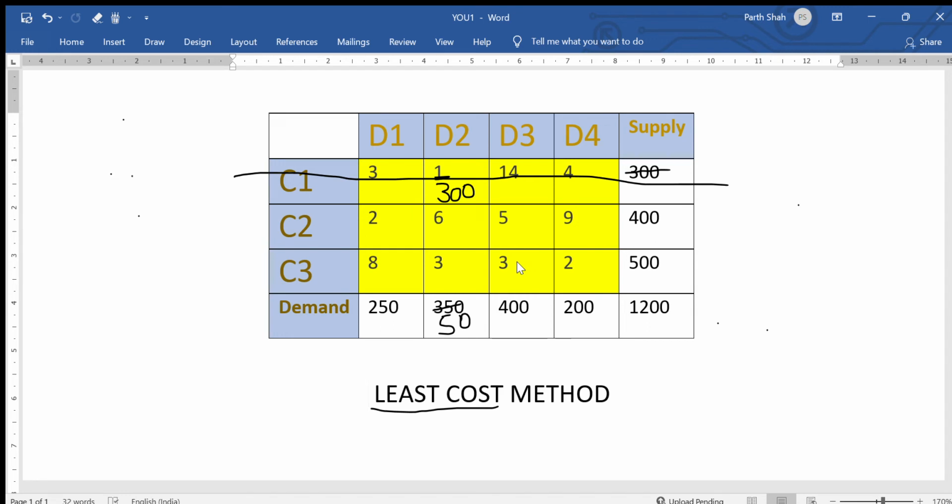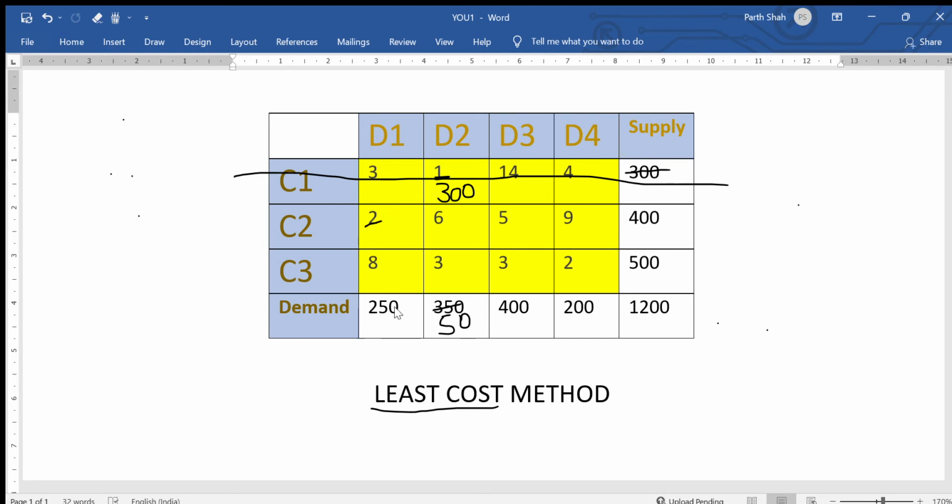Now, second step, we have to choose the next minimum cost cell. The minimum cost cell is 2, this 2 and this 2. There are two 2's, so we can take either. I am taking this one. If you take the other, there may be a variation in the answer, but not a major one. It might be a small change, not a big change. So I am taking C2 and D1.